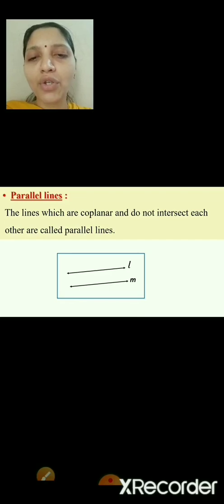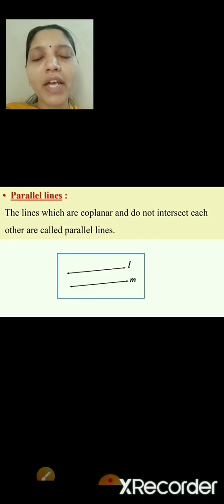Now here I have drawn two lines, line L and line M. Now relate these two lines with the definition. Now definition says that the lines which are coplanar means lines which are in the same plane. So line L and line M are also in the same plane. Then the next part of the definition is they do not intersect each other. Here line L and line M are also not intersecting each other. That means we can say that line L and line M are the parallel lines.